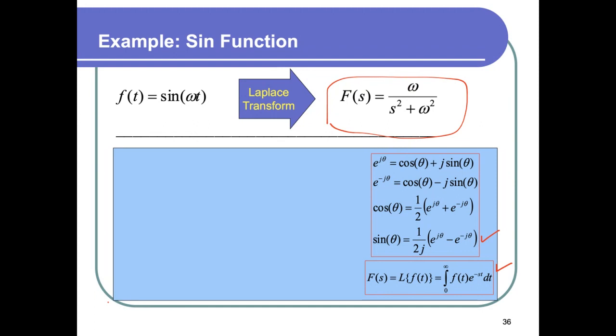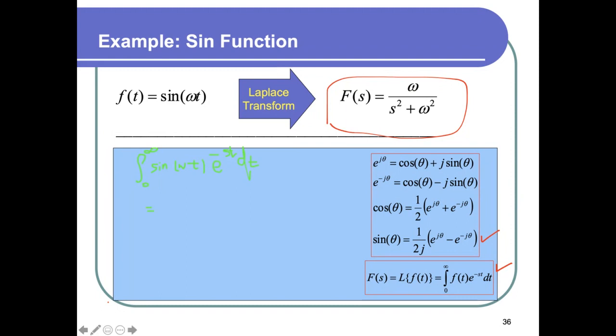So if I apply this integral, well, let me just write the function. You have 0 to infinity. What is f of t? It is a sine function, so it's sine omega t. Then we have e to the power of minus st dt, right?